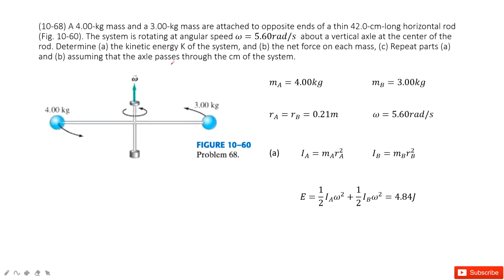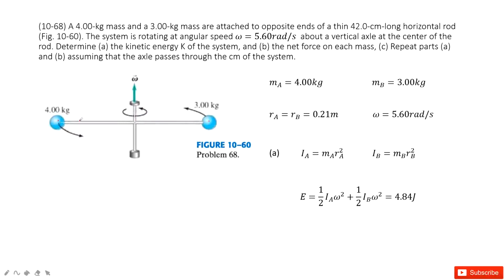Let's look at problem 68 in chapter 10. In this chapter, we talk about rotational motion. We can say in this system, we get two masses, right? MA and MB. And also, we know these two masses just do rotational motion around the center. And this angular velocity is given.